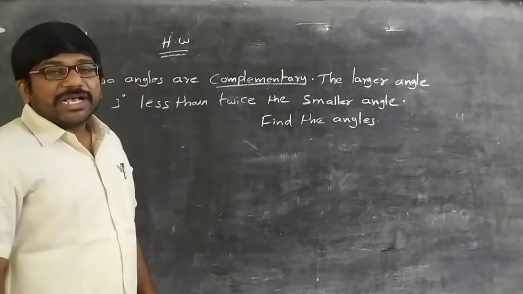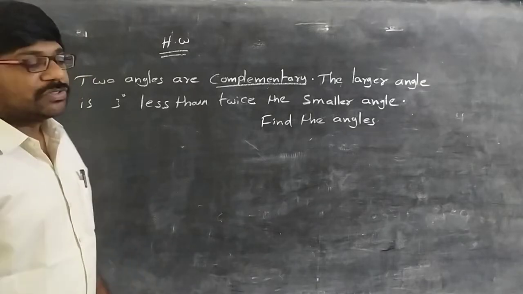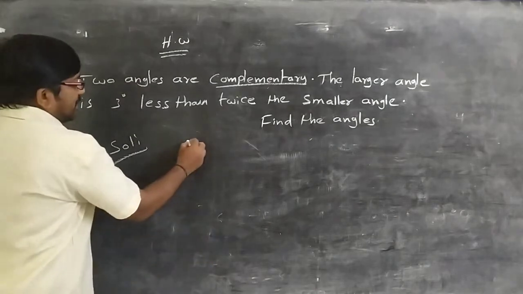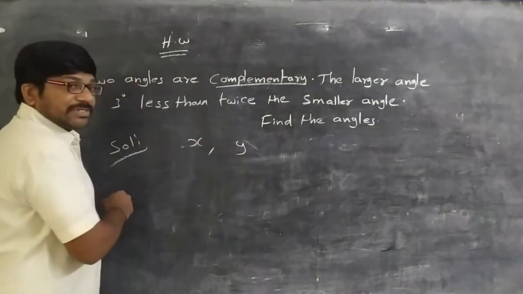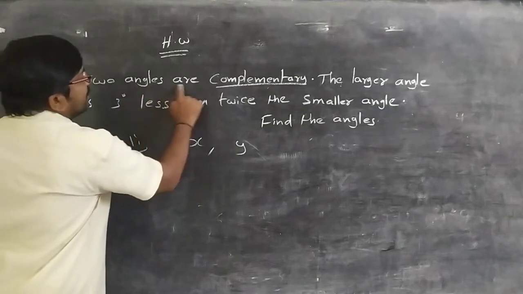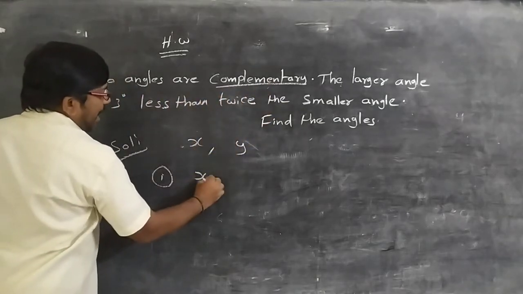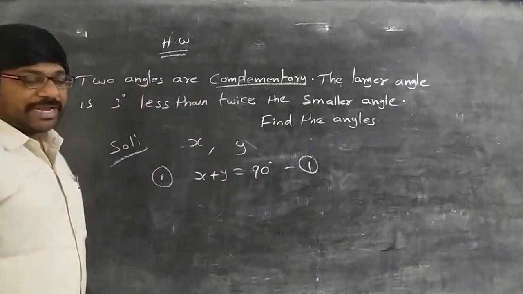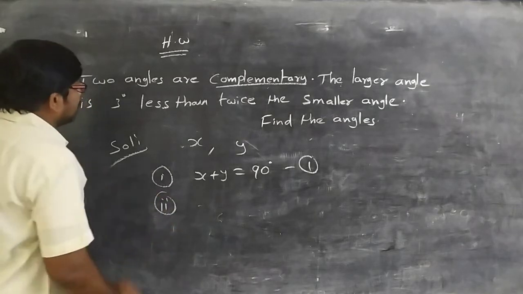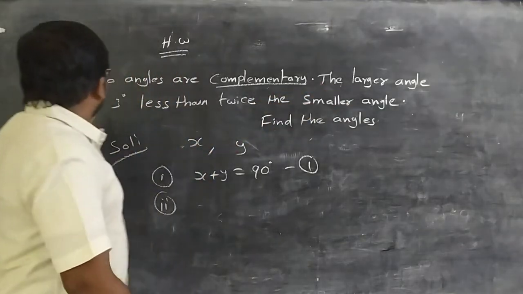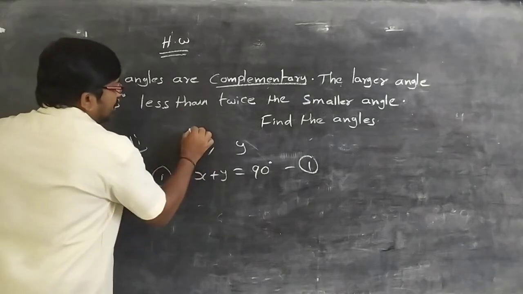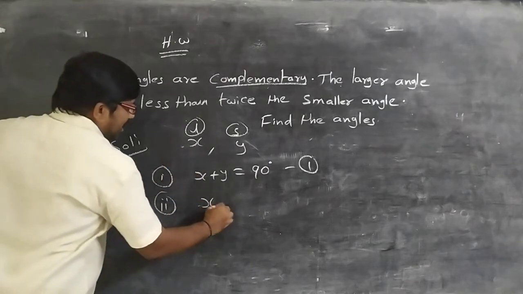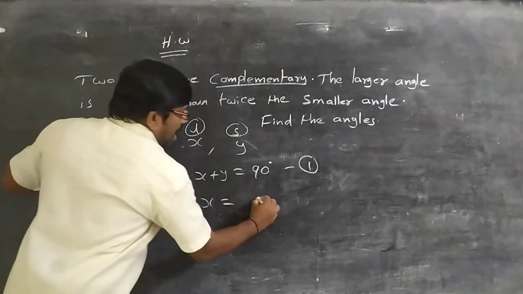Find the angles. So I give you some clues. Try yourself. So let the two angles be, say, first angle x and second angle y, right? From the first condition, the angles are complementary, means the sum of two angles is 90 degrees, right? That is equation 1. Second condition, what is the second condition? The larger angle, in this it is the larger angle and it is the smaller angle, right? The larger angle x is 3 less, minus 3.